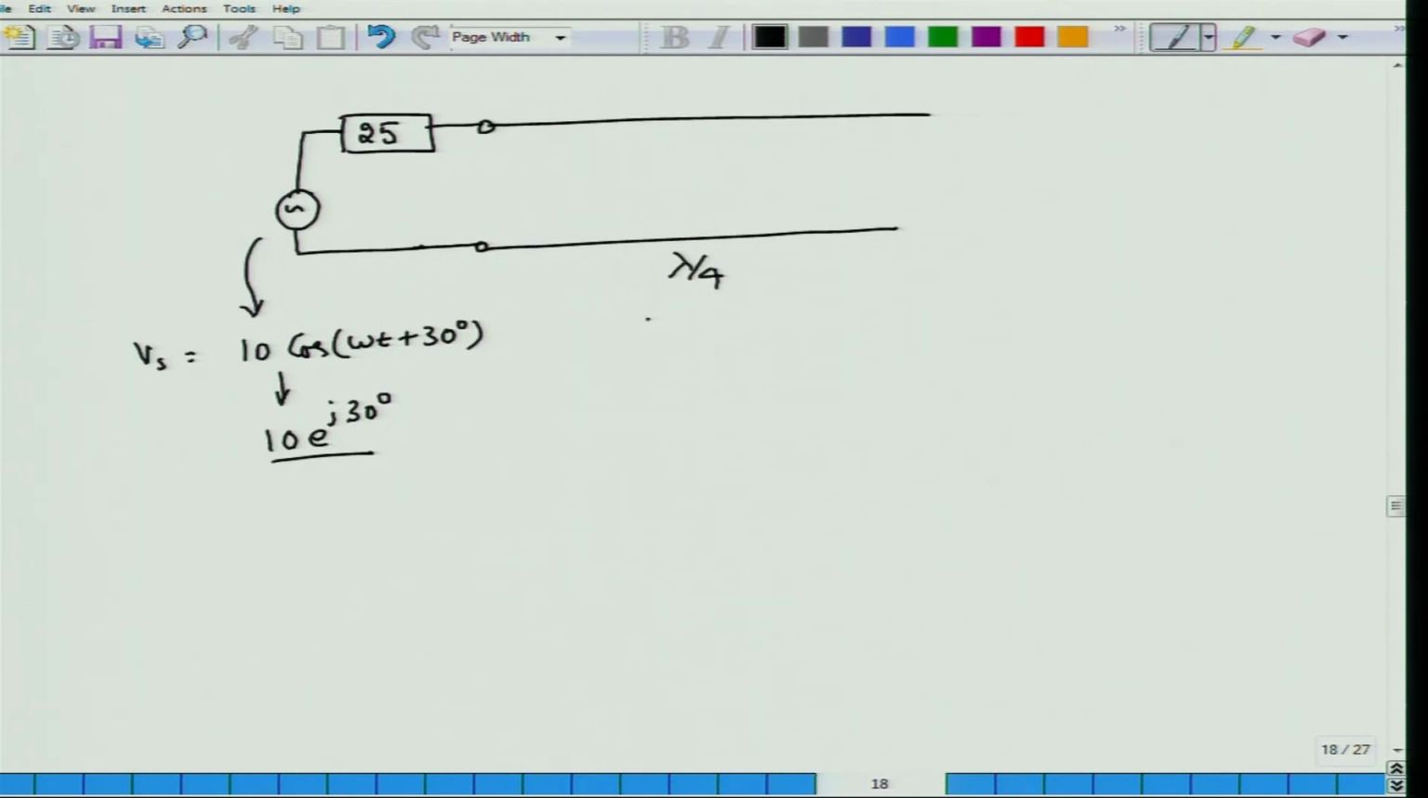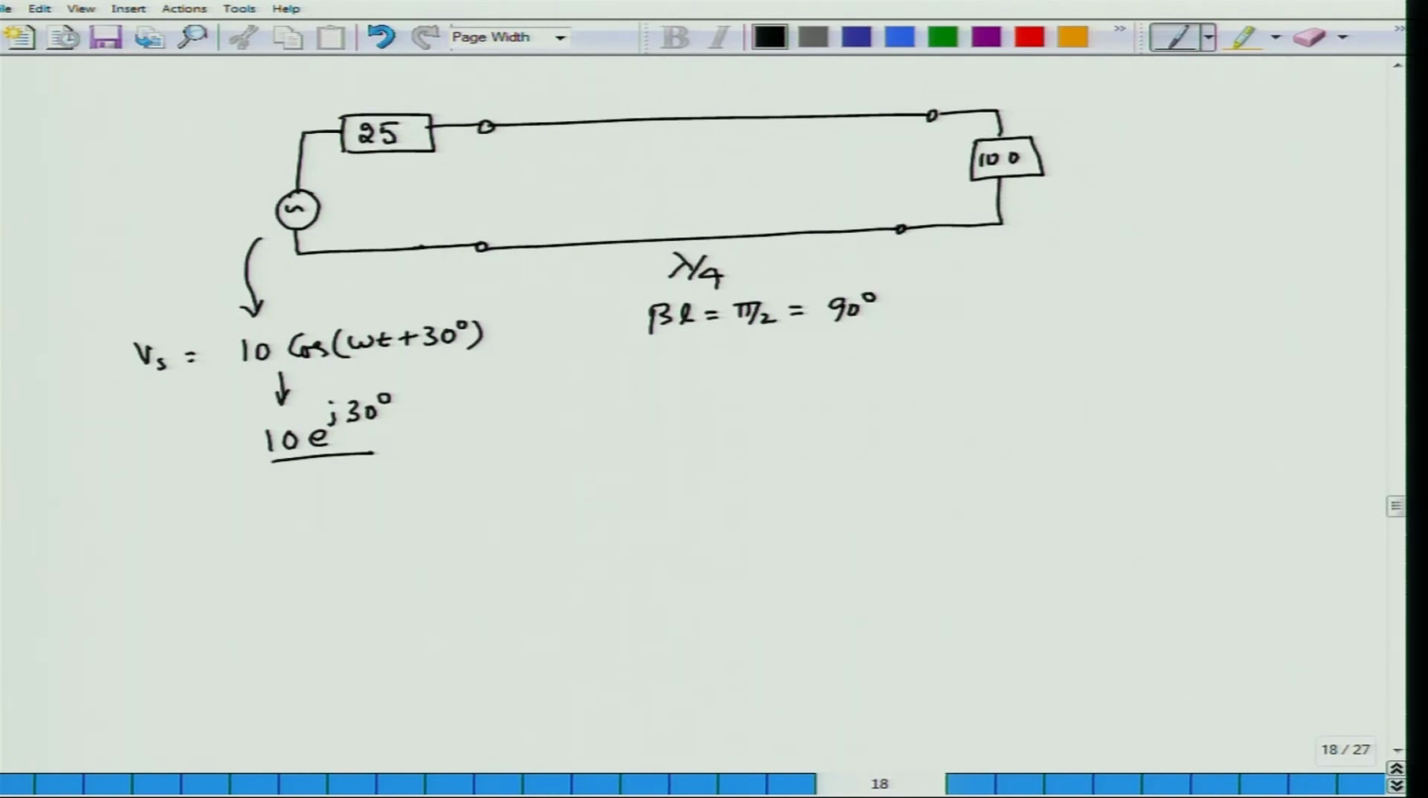Now lambda by 4 means that beta L must be equal to pi by 2 or 90 degrees. I am writing the equal sign here, but you understand that this is in radians and this is in degrees. Now when I terminate this transmission line with a real impedance, a resistance of 100 ohms, and I ask what the voltage dissipated in this is, or what the voltage across the 100 ohm impedance is, I can easily find that out.